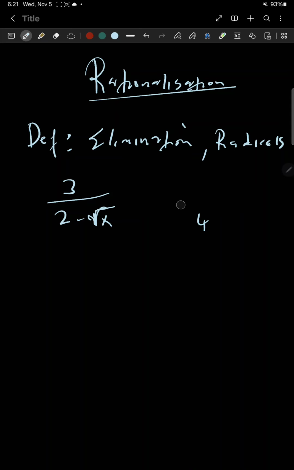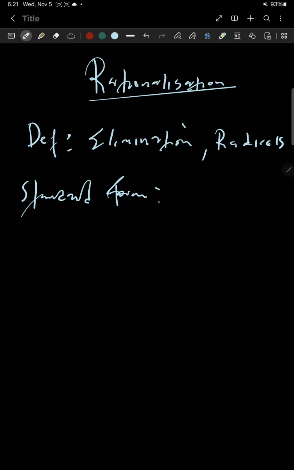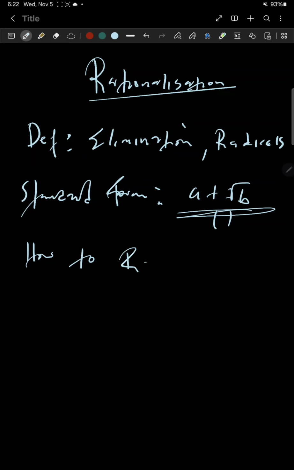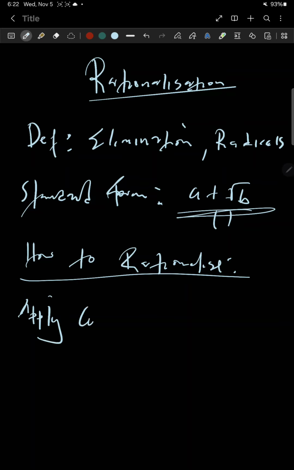Now you need to know the standard form for radicals. The standard form for radicals is a plus or minus the square root of b, or let me say a plus the square root of b. That's a standard form. So they'll give you certain fractions, then they'll tell you to rationalize. Now how do you rationalize? You rationalize by applying what we call conjugates.